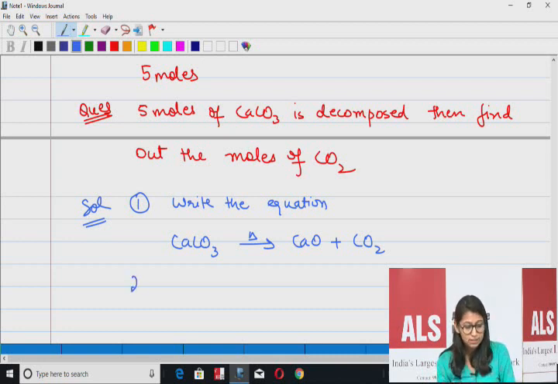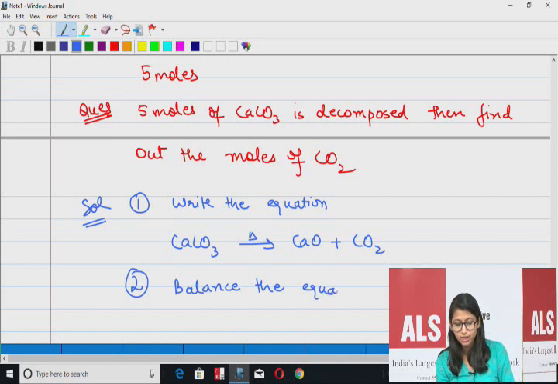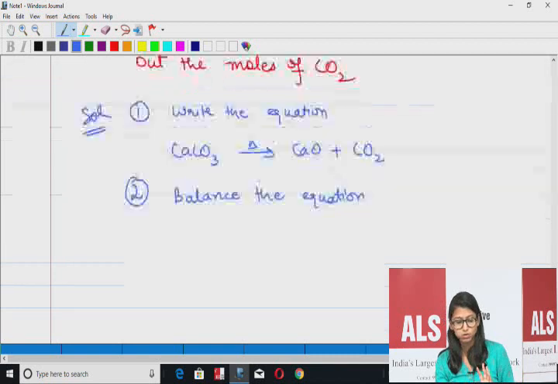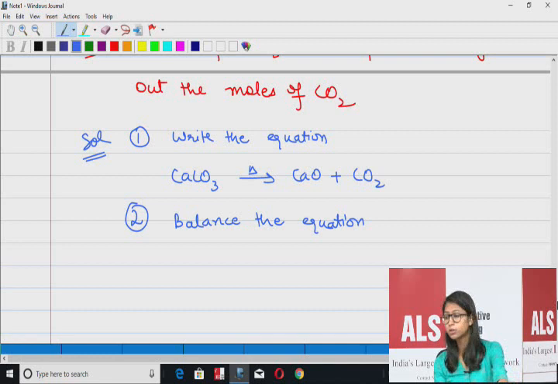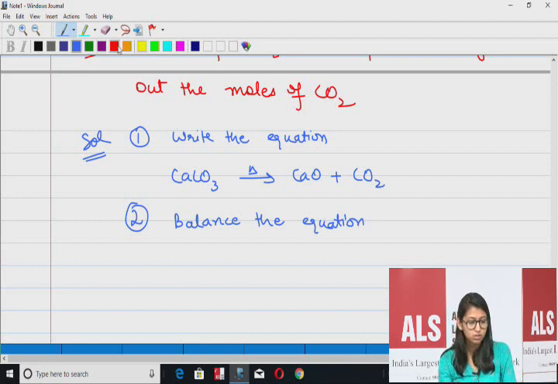Now, the second step is balance the equation. You people have studied the balancing in the junior classes. Everybody knows the balancing. Write it down. And are you able to see that this equation is already balanced? So, I will be writing it again in the same way, because this is already balanced.